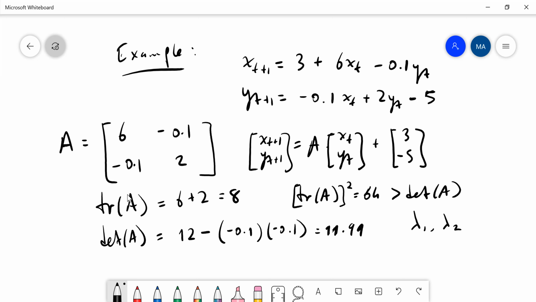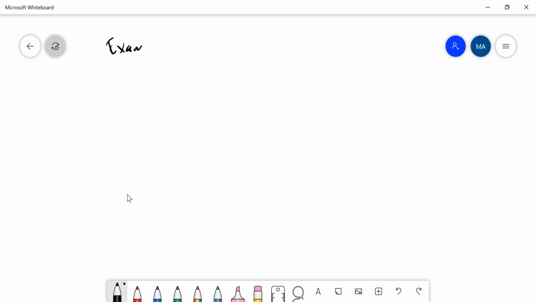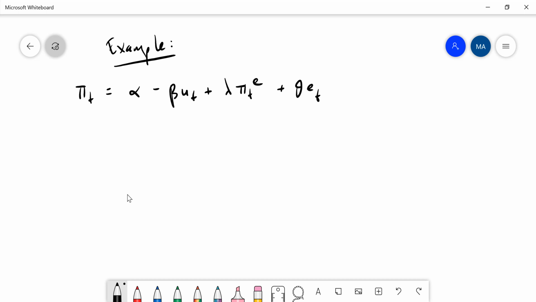Another example is a macro example. This is a simple macro model. So first we start with some sort of a Phillips curve. Okay. I'm going to define the variables in a moment. Then we have the evolution. So, okay, let's look at the first equation.